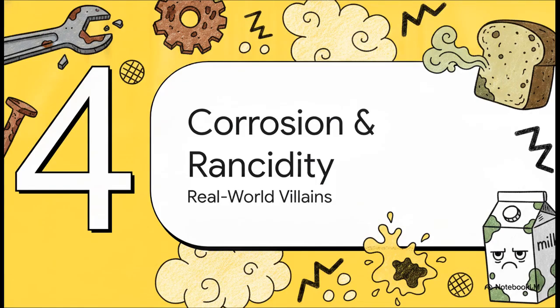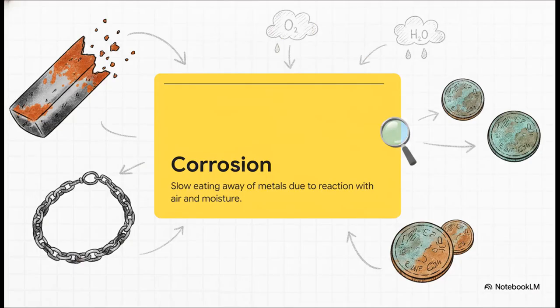Moving right along to Section 4, corrosion and rancidity, the real-world villains. So we're leaving the test tubes behind for a minute to see how oxidation acts as a real-world villain. First up, corrosion. This is your metal's worst nightmare. It's the slow, steady eating away of metals, and it needs both oxygen and moisture to trigger the destruction. You've seen this literally everywhere. Iron rusting and getting flaky, silver jewelry developing that black tarnish, or old copper coins turning green. That is slow-motion oxidation just destroying structural integrity.